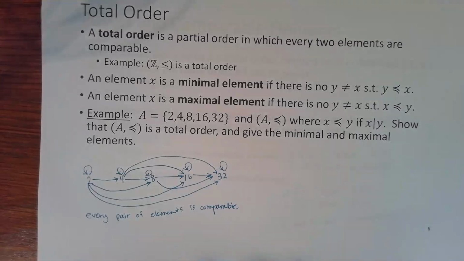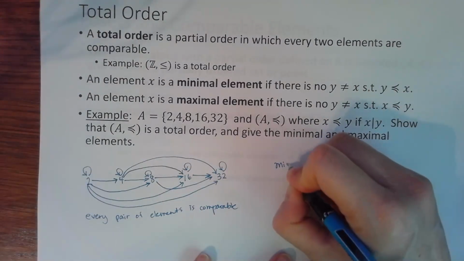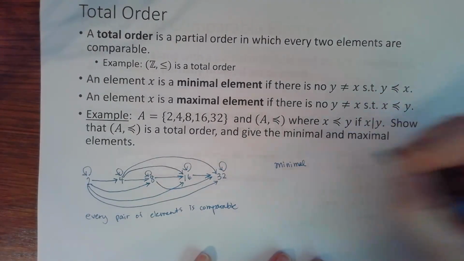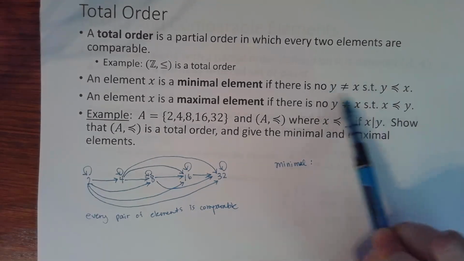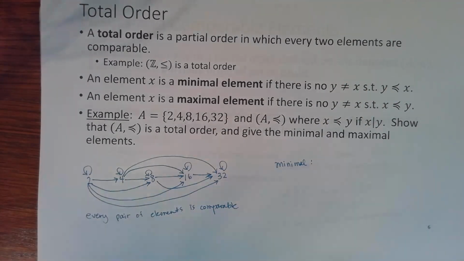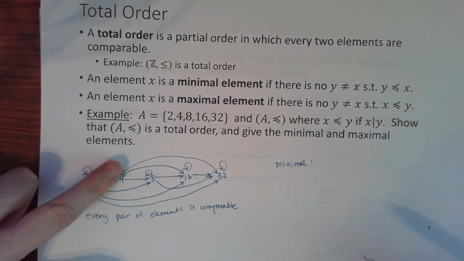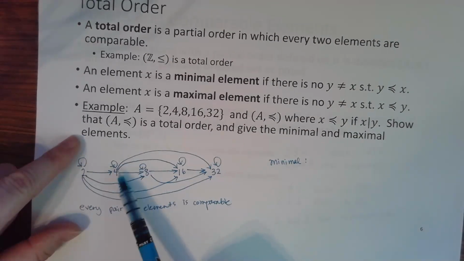Okay, and then what about a minimal element or elements? Those would be all the ones that have only arrows coming out and no arrows coming in, except for maybe when x is equal to y. So eliminate the self loops. If I eliminate the self loop here, I've got an arrow coming in and some coming out.